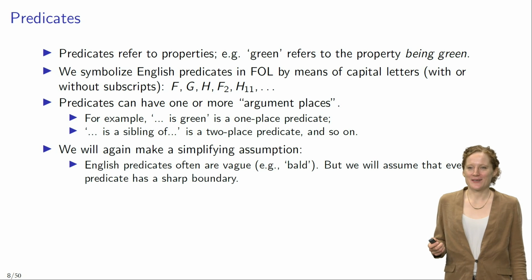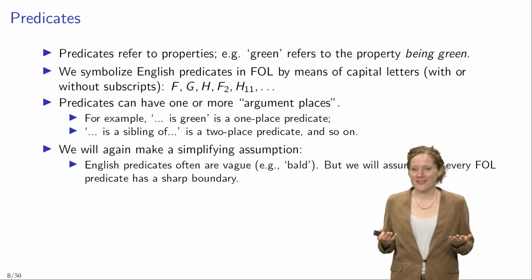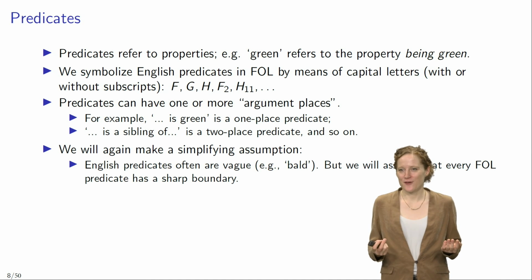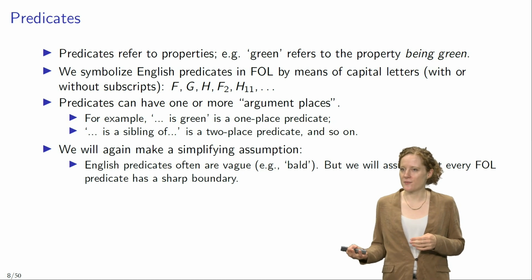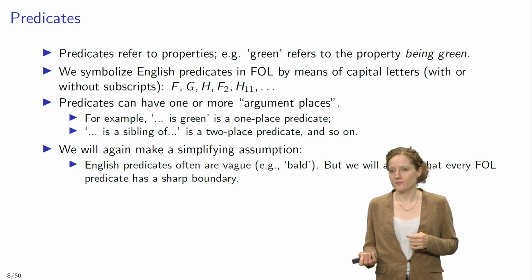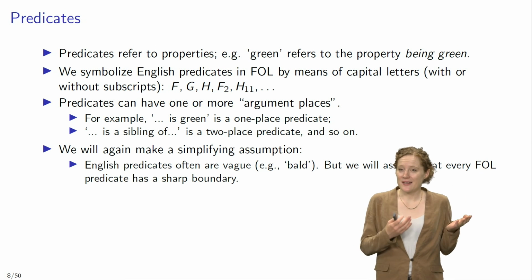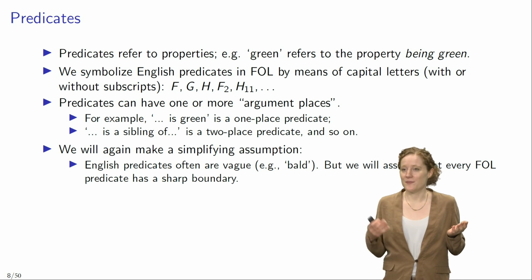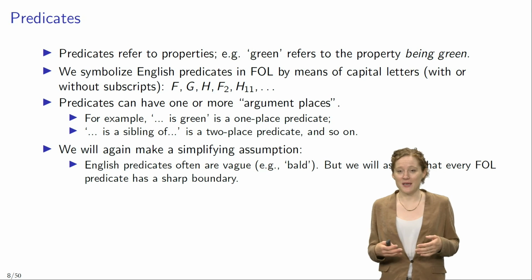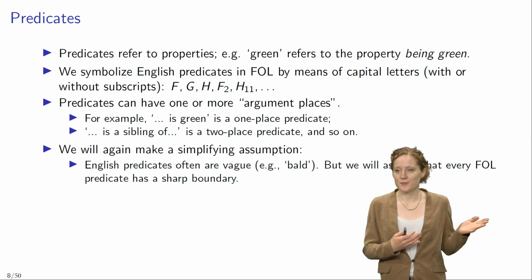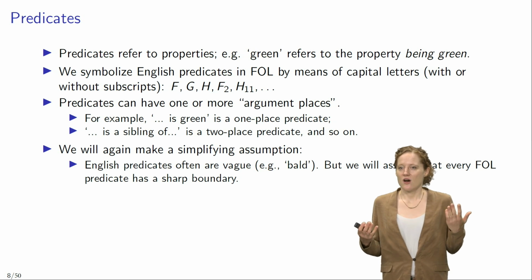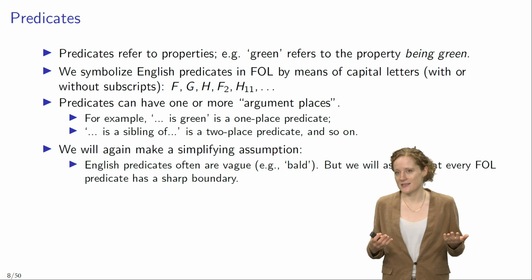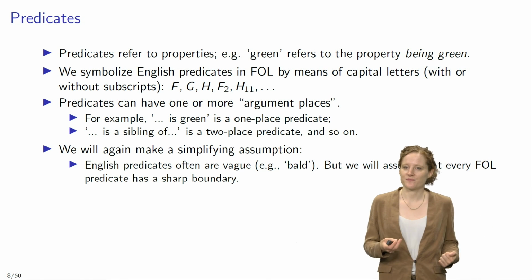Next, let's talk about predicates. Predicates refer to properties. So for example, green or is green is a predicate, and it refers to the property being green. We symbolize English predicates in FOL by means of capital letters, which again may or may not be subscripted. So for example, F, G, H, F subscript 2, H subscript 11, and so on and so forth. All of these are FOL predicates that represent English predicates.